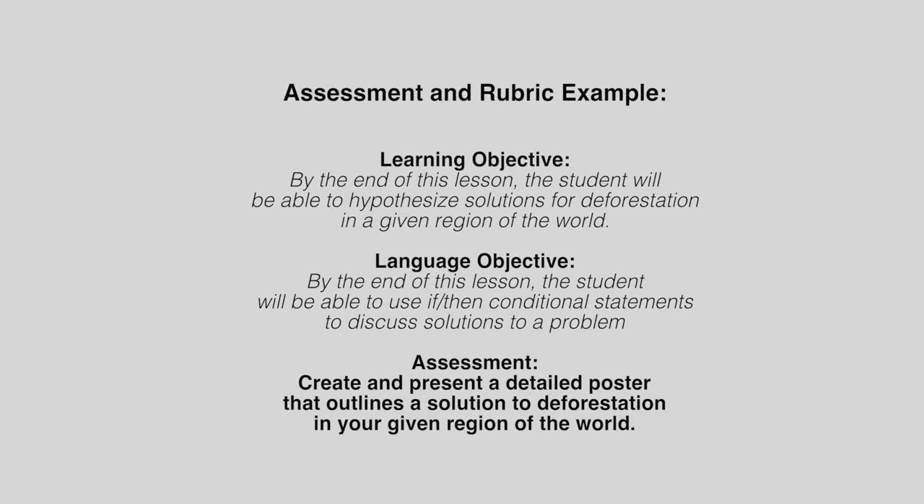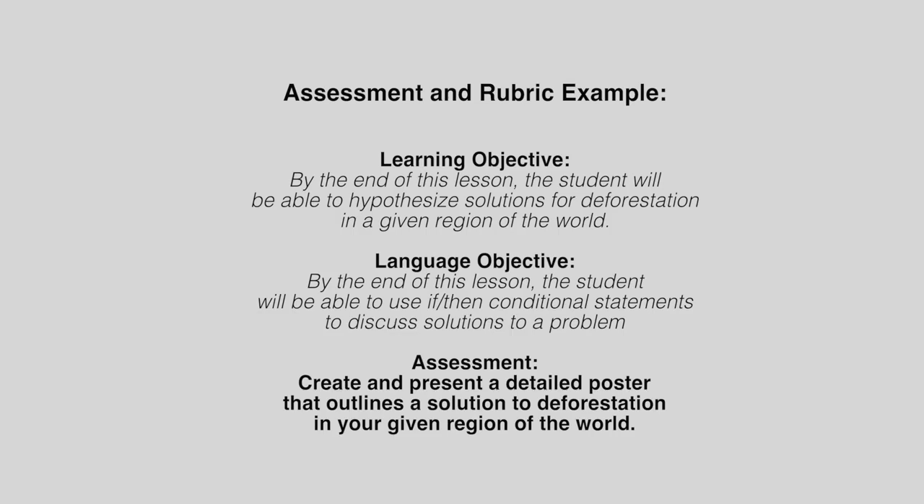We see our assessment here, which is to measure 2 outcomes, one learning and one language objective. The learning objective reads, by the end of this lesson, the student will be able to hypothesize solutions for deforestation in a given region of the world. The language objective is, by the end of the lesson, the students will be able to use if-then conditional statements to discuss solutions to a problem.